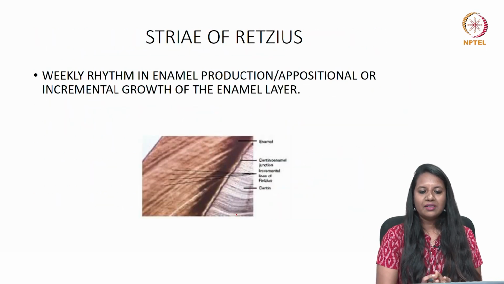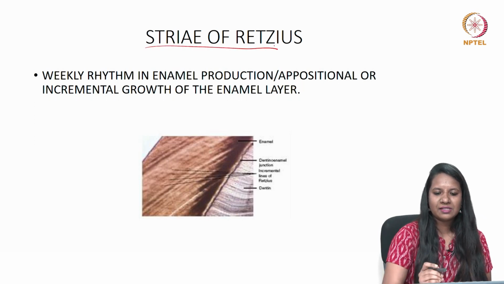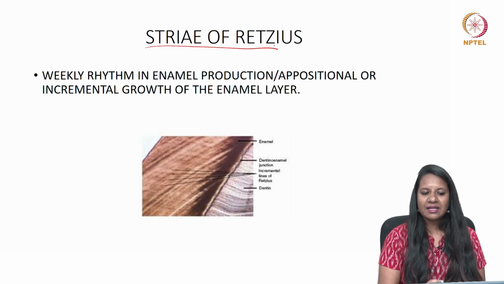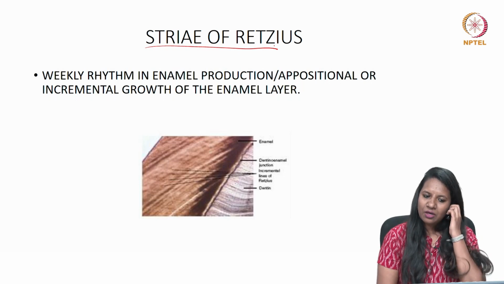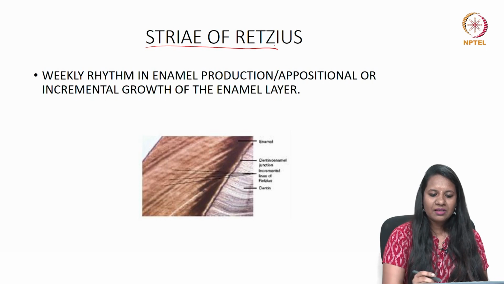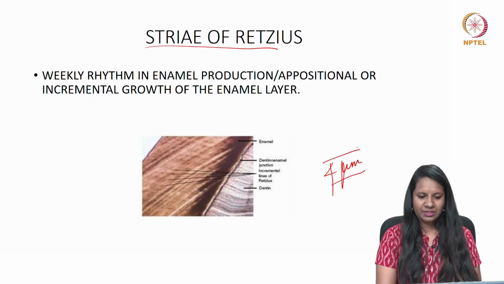Now moving to the histological structures that are present in the enamel. The first one being the striae of Retzius, otherwise called the incremental lines of Retzius, which is nothing but the weekly rhythm in enamel production or appositional or incremental growth of the enamel layer. So, the distance between each striae is 4 micrometers.